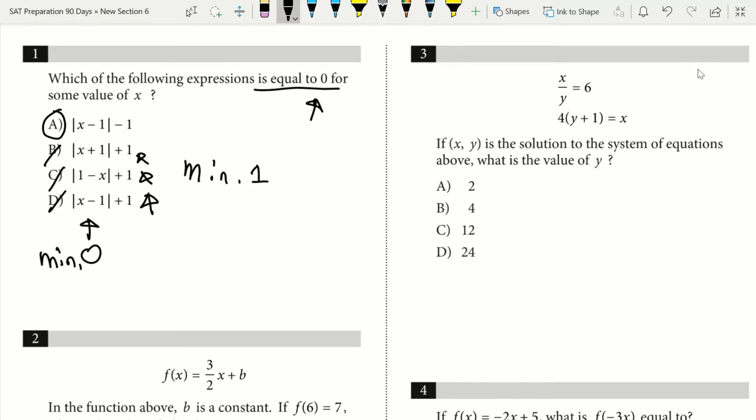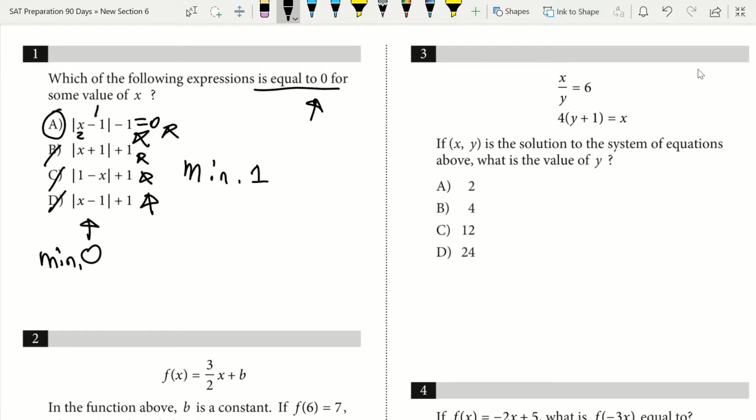I'm left with answer choice A, which works because it has -1, right? So it's going to be a minimum of 0, and 0 minus 1 gets us -1. And then if we have 1 in our absolute value, which would be 2 for x, right? So 2 minus 1 is 1, and 1 minus 1 is equal to 0. So just from getting rid of our wrong answer choices, we can see A is correct, and we don't even have to really do anything for A as long as we understand that absolute value means that we can have a minimum at 0.